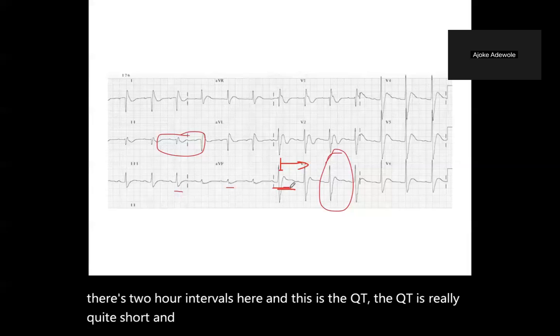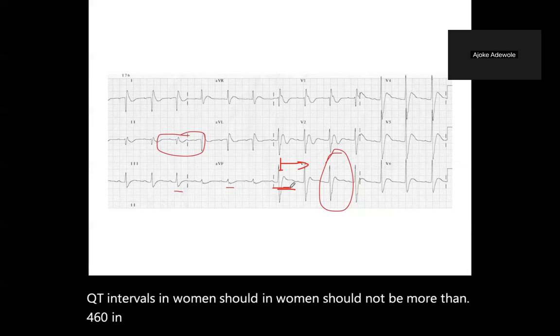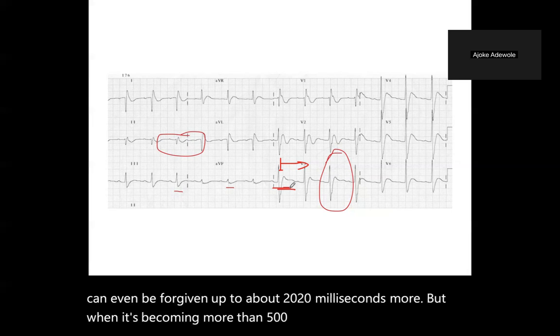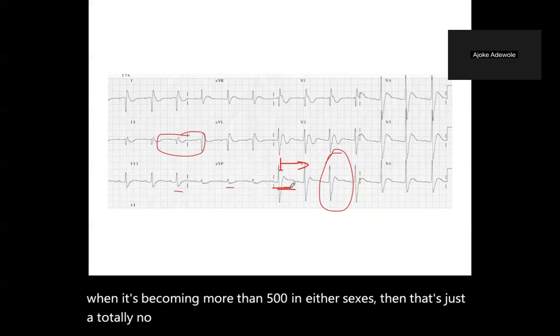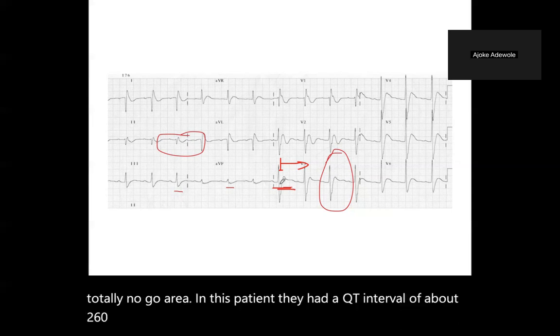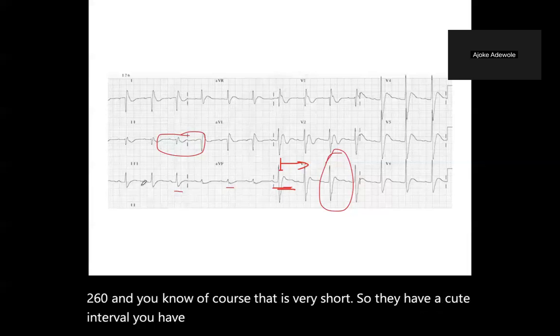And what is a normal QT interval anyway? We know that QT intervals in women should not be more than 460. In men, it should not be more than 440. And sometimes we can even be forgiven up to about 20 milliseconds more. But when it's becoming more than 500 in either sex, then that's just a totally no-go area. In this patient, they had a QT interval of about 260. And, of course, that is very short. So you have a shortened QT interval.